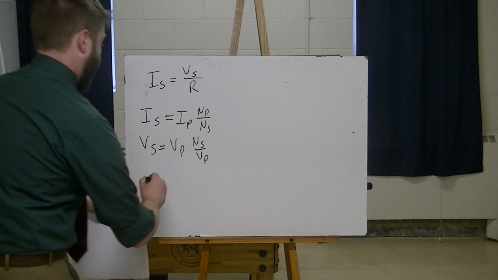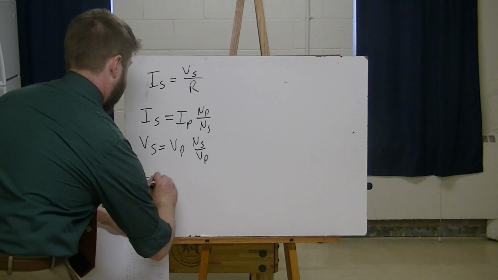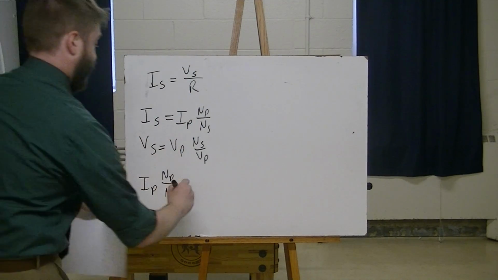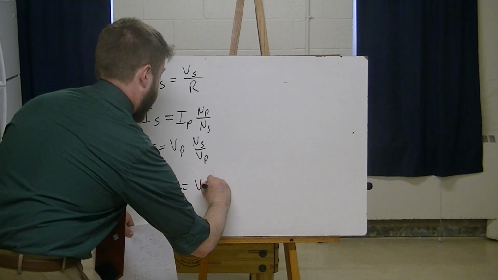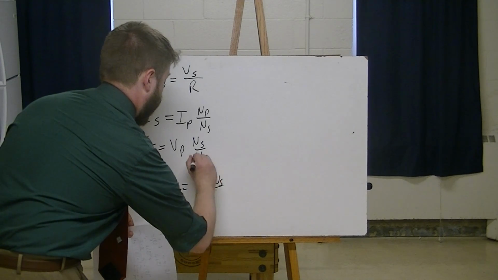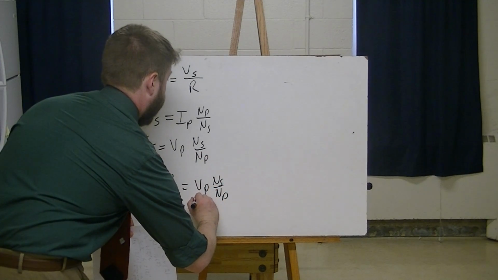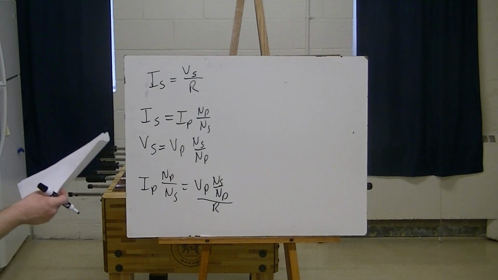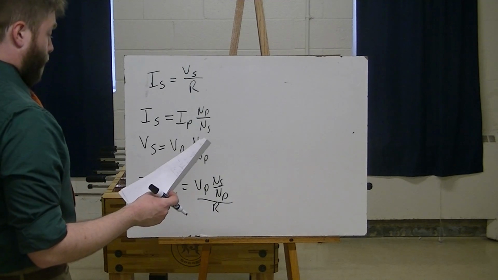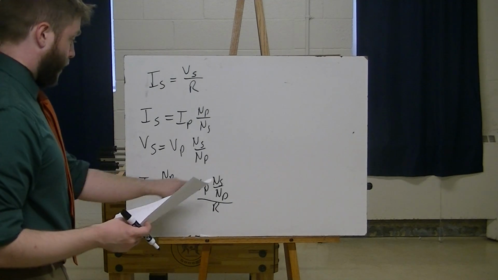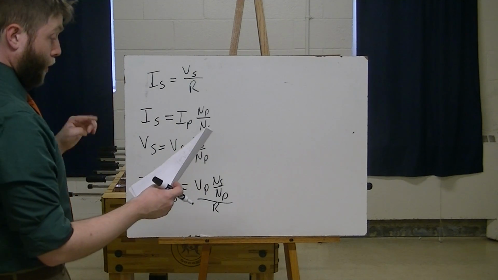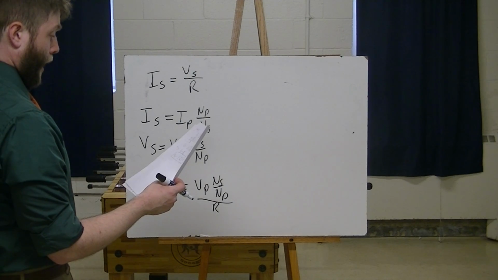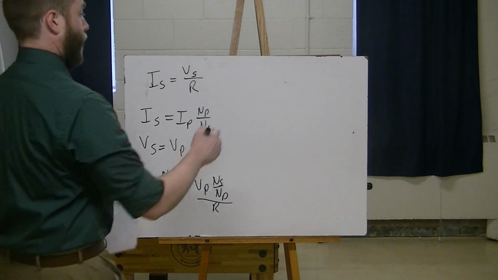Okie dokie. So IS is going to be IP NP over NS. VS is going to be replaced by this, so that's going to be VP NS over NP. And then that's all over the resistance. Let me make sure I like what's going on there. Okay, so the NP can come over, the NS can come over, and then I can put the R on the other side. That looks pretty good.